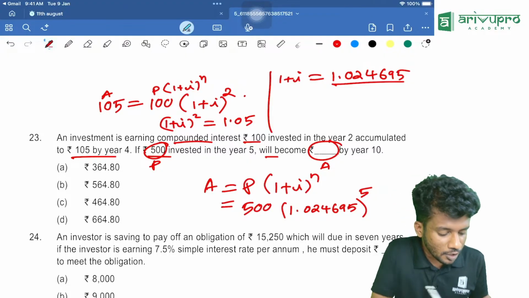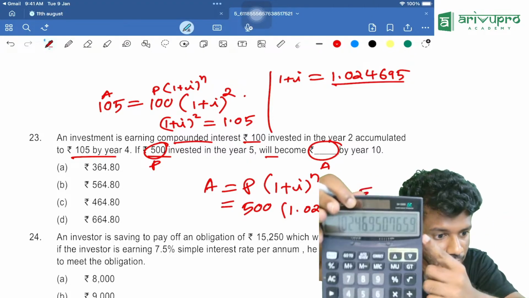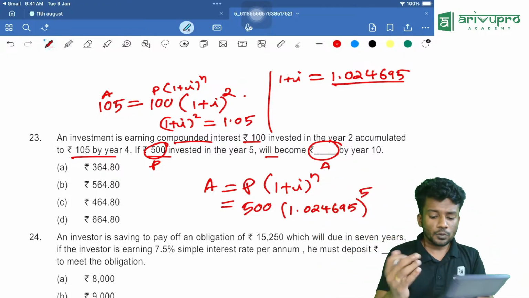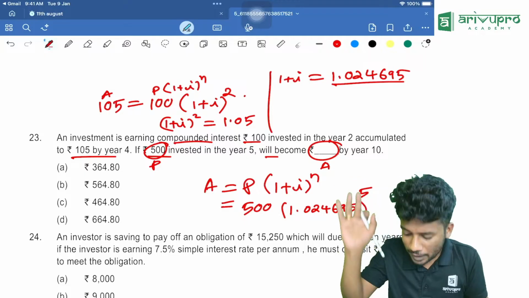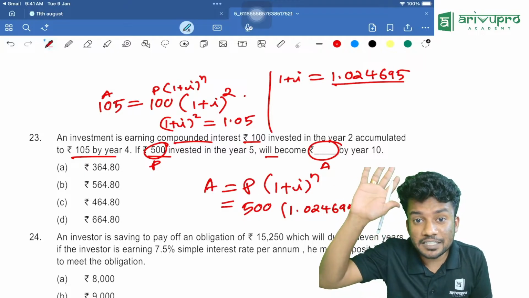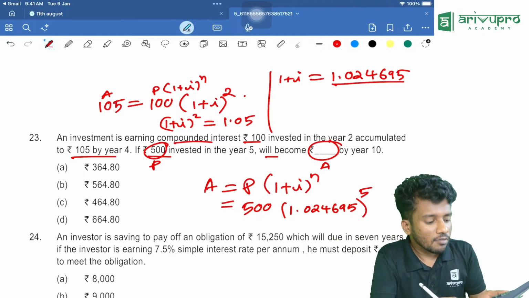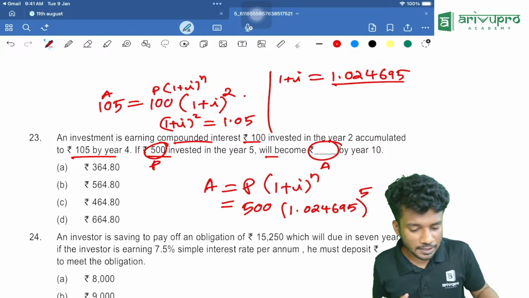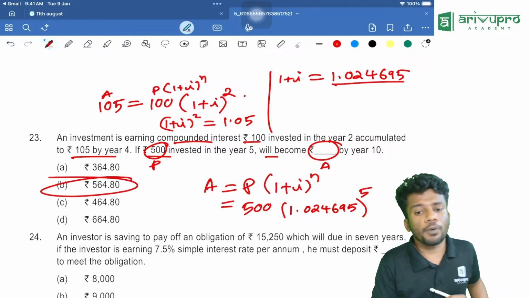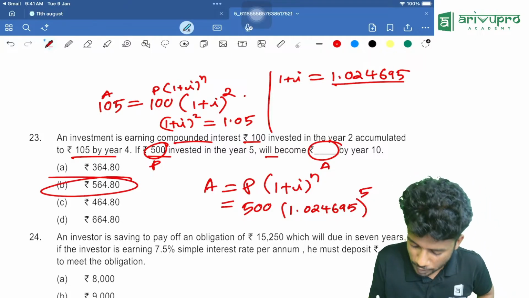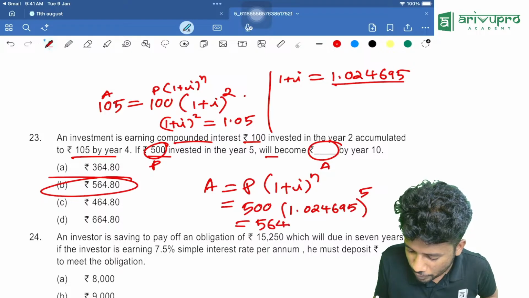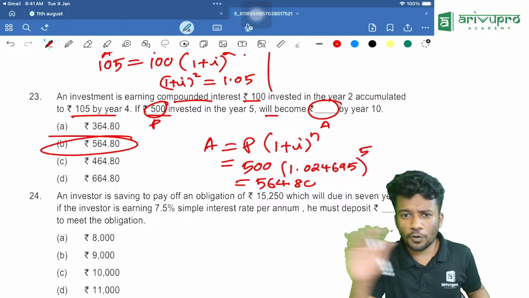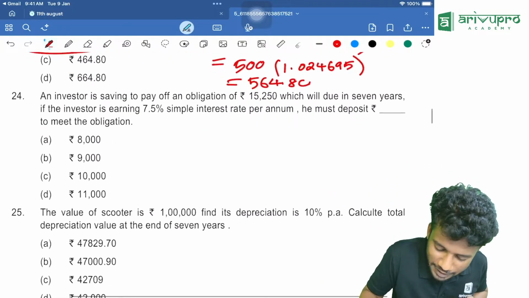Get me the answer. So whatever value is there on your calculator, right now you are having this on your calculator. Now take that value, then multiply equal to how many times? 4 times, because power is 5. 1, 2, 3, 4. Then multiply it with the 500. You will get the answer 564.80. So A is equal to 564.80. Yes, I got it as 863 and all, because I used all the decimal values. That's why. Now the next question.